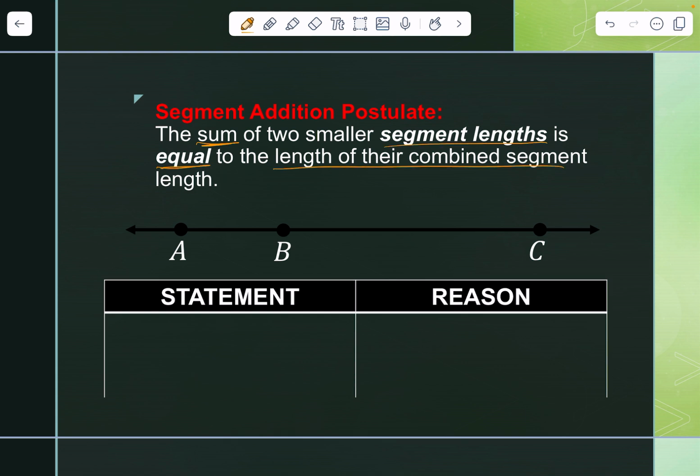The segment addition postulate simply says that the sum of two smaller segment lengths is equal to the length of the combined segment. So if we give you that statement here, we have AB and BC. What we would do is write AB plus BC is equal to AC. The reason for that is the segment addition postulate.